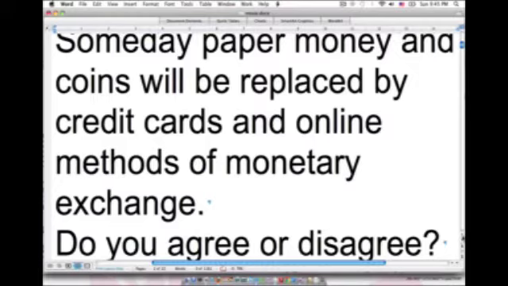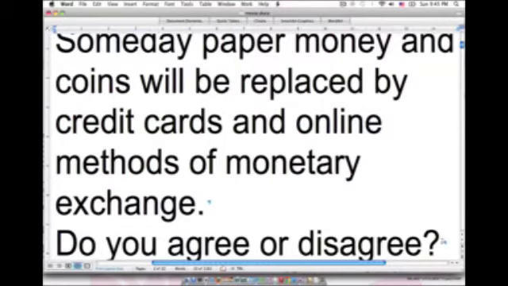So the essay question is very straightforward. It presents a point of view, which is that electronic forms of monetary exchange are going to one day take the place of physical money. And then we are presented with a very straightforward question, which is, do you agree or disagree?